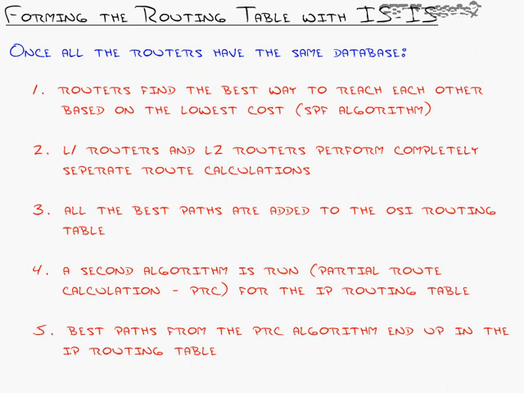Now here's the bonus. PRC is much easier on your processor than SPF. It's a much lighter algorithm. It's lightweight to run. So let's put this all together. When they created integrated ISIS, they said, there's no reason to run SPF to find the best IP routing table. There's no reason to run SPF twice. Why not run SPF to find the best path between the routers? That's the OSI routing table.